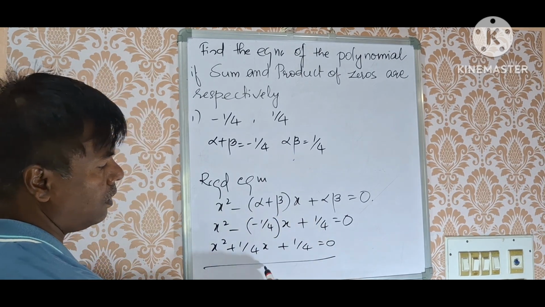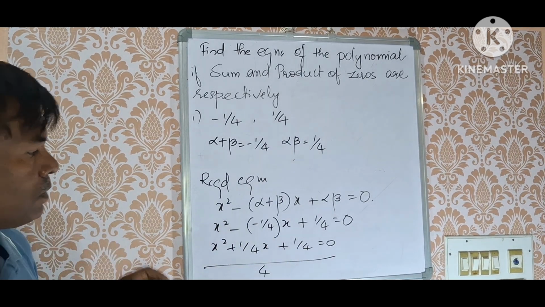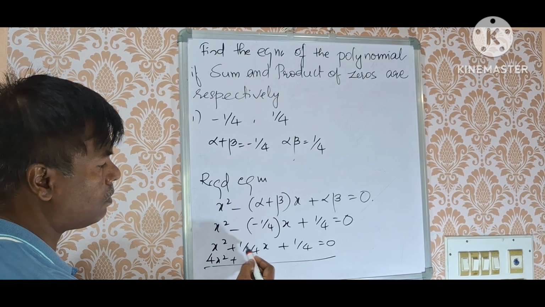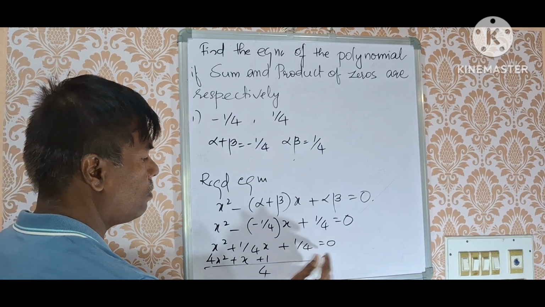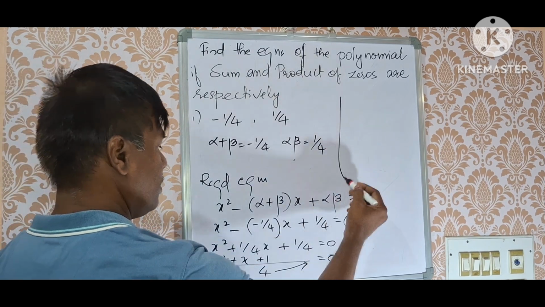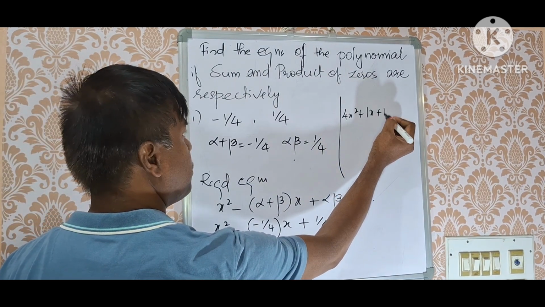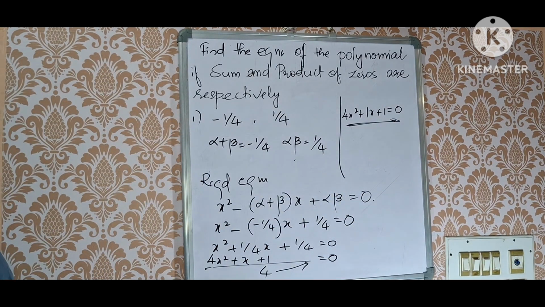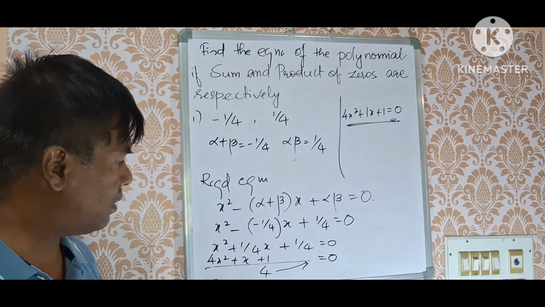If I take the LCM, then 4 will be the LCM. Here 4, here 4, here also 4. This 4 into 1 becomes 4x square plus 1 into 4 cancels, x plus 1 equals 0. That means if I take 4 this side, we will get 4x square plus 1x plus 1 equals 0 is the required equation. 4x square plus 1x plus 1 equals 0 is the required equation.